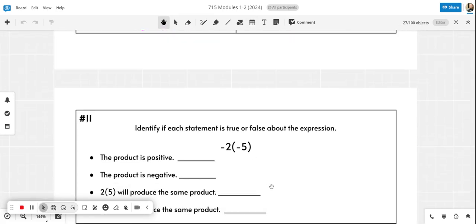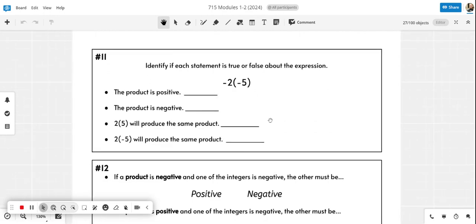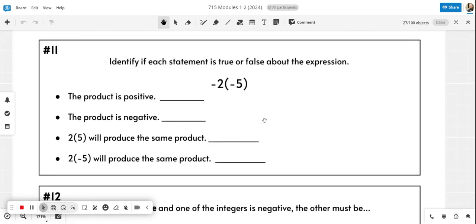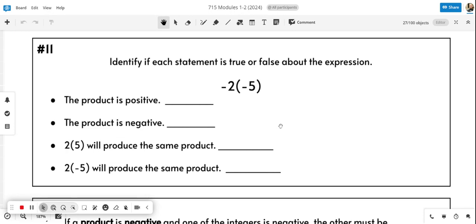So moving on to number 11. So again, feel free to pause the video and stop and try these by yourself, and then come back to the video and check your work. So identify if each statement is true or false.